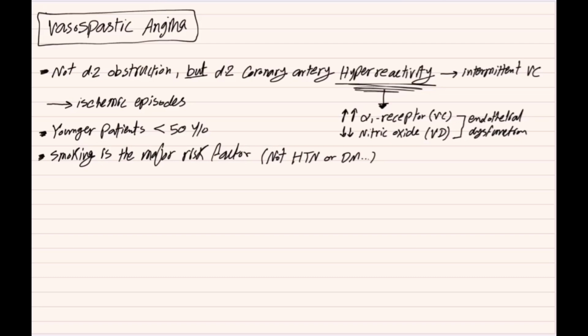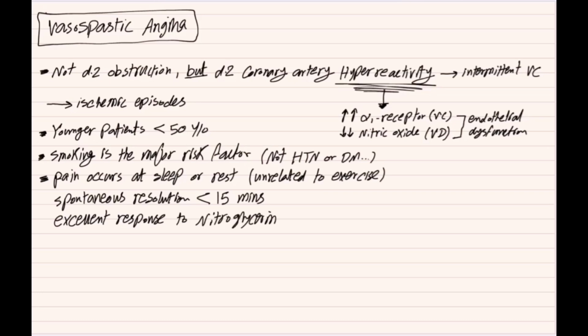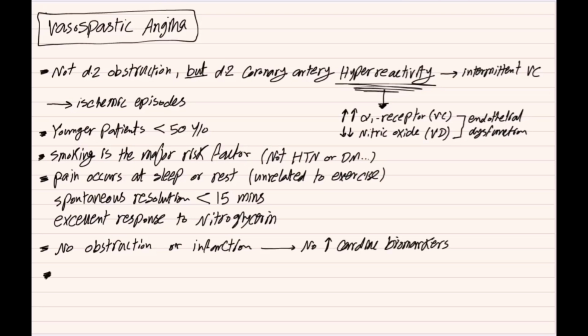So the clinical picture of the patient would have recurrent chest pain that happens during sleep or rest, and it goes on its own in less than 15 minutes. The hallmark here, it's unrelated to stress. As you can see, it happens whether sleeping or at rest or any time, and it goes by its own. Of course, no infarction, no increased cardiac biomarkers, and here, if we do an EKG, it depends.